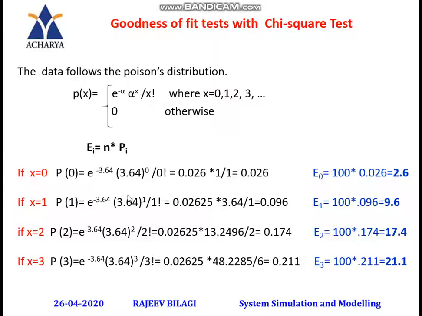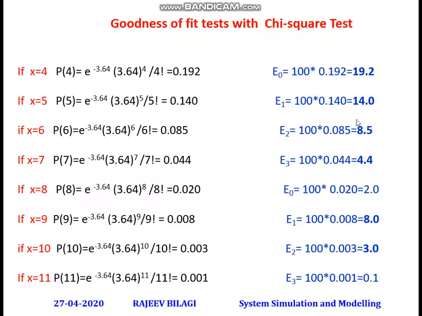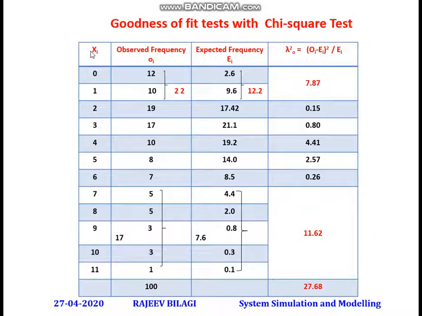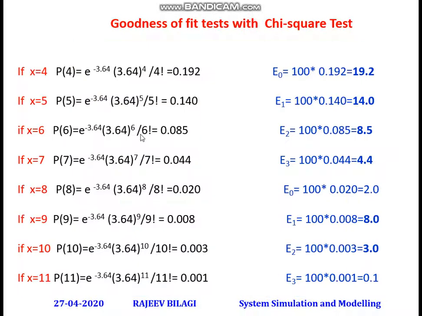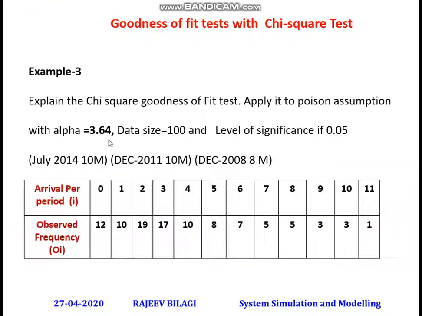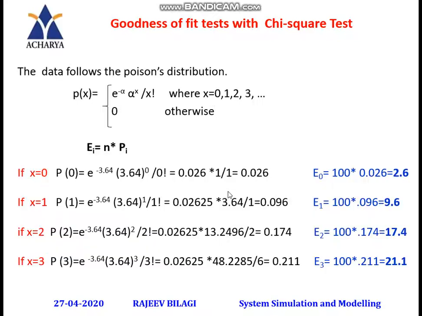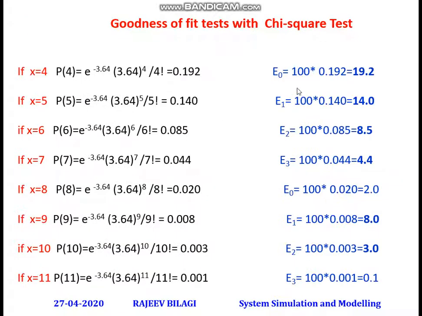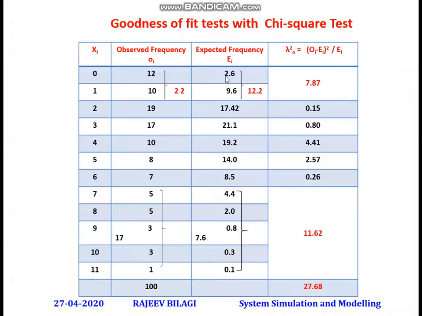Like this, you are going to find out the values up to 11. Up to 11 I have calculated and corresponding values also I got. Now the xi value is this one. The observed frequency that you have identified is given. Then the expected values according to the Poisson's distribution are these values.